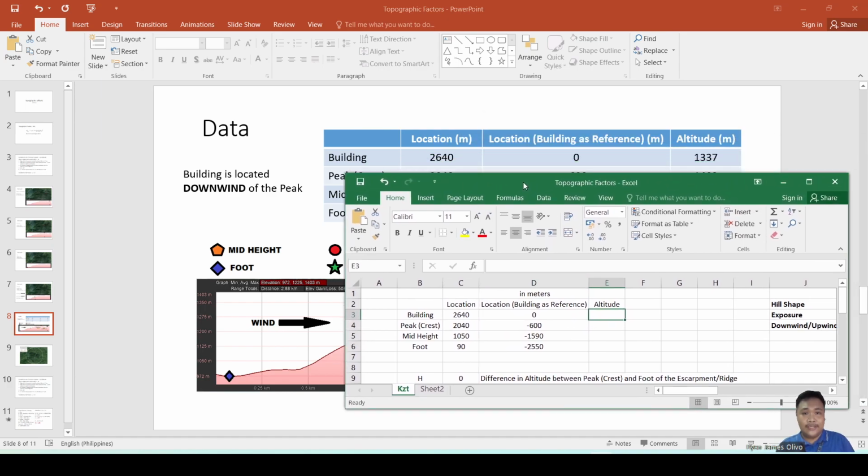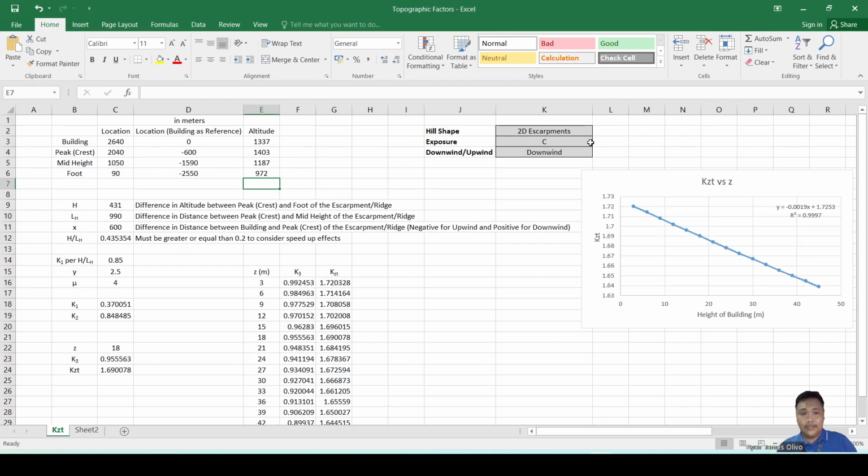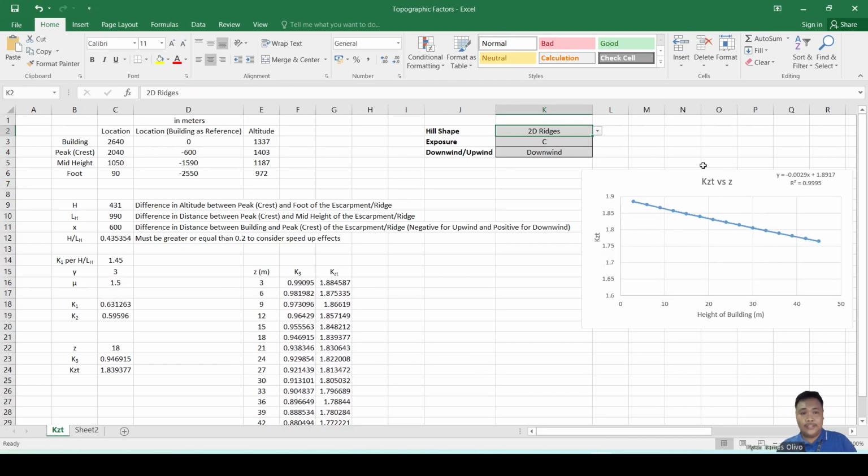So the altitude is 1337. So the building is at 1337 meters. The peak is 1403 meters. The mid height is 1187 meters, and 972 is the foot. As you can see here, if we try to change this one, it will also change the KZT.